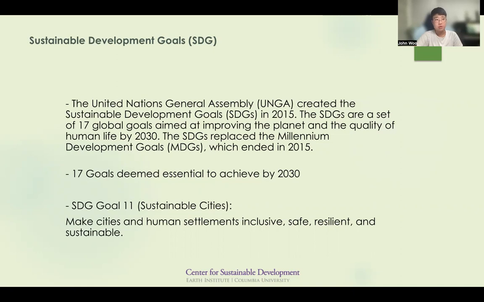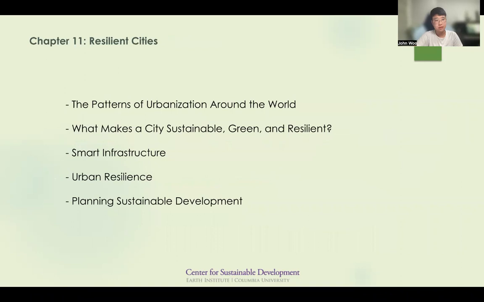It aims to target the numerous problems that city dwellers face, such as air pollution, low living standards in slums, high waste production, and lack of public infrastructure. Now, with that background, let's delve into the chapter itself.